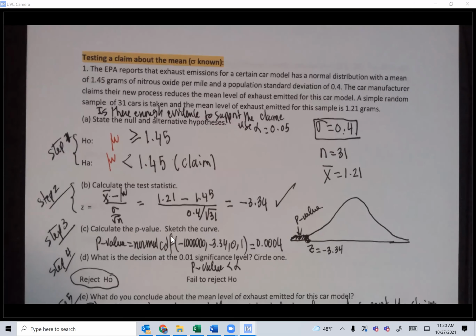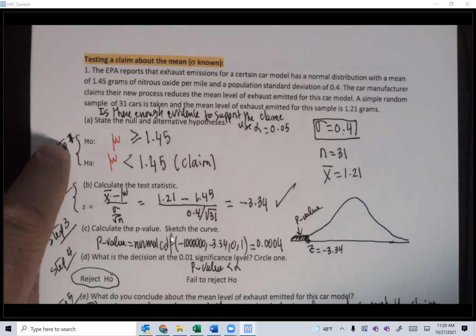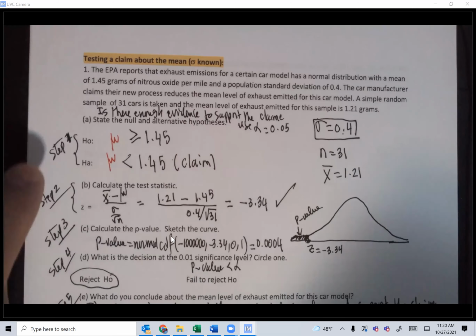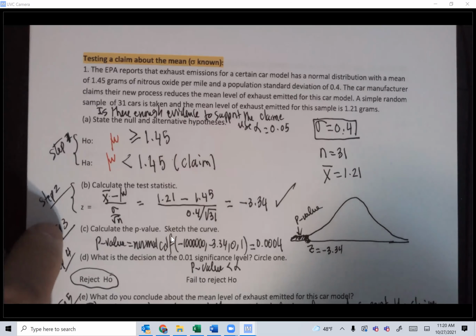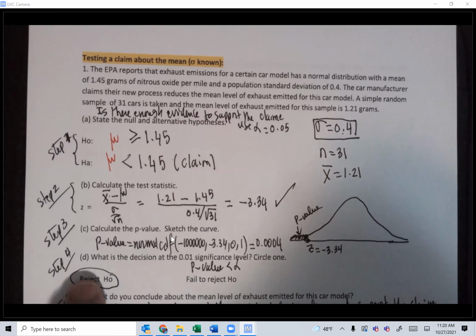Now, let me show you guys how we could have done this using the calculator. You're ready for that one? Now, what does the calculator do for us? Step 1, the calculator will not do it for you. You have to write it down. The calculator will do step 2 and step 3 for us. It will give us the p-value, and then we compare the p-value with alpha.